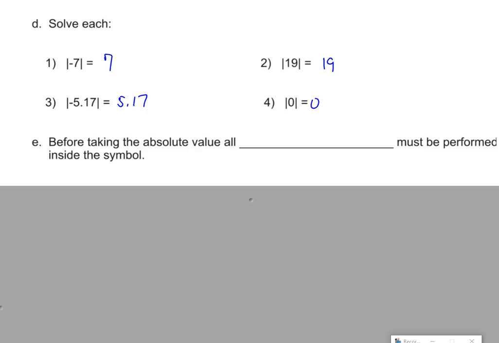All right, couple other thoughts here. Sometimes you can have a little bit more to deal with in the absolute value. So just think about this. Before taking the absolute value, all operations must be performed inside the symbol. Remember, an operation is addition, subtraction, multiplication, division, those things.